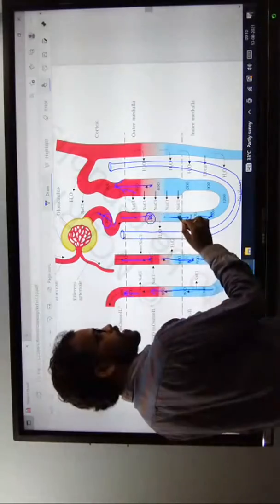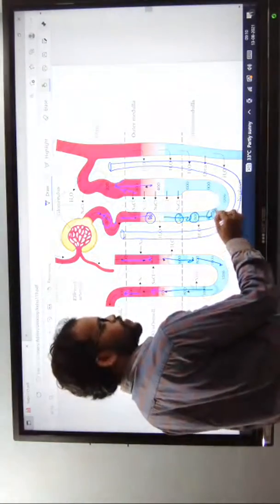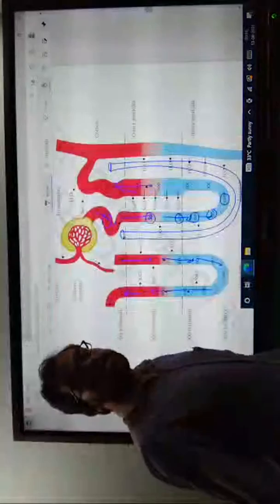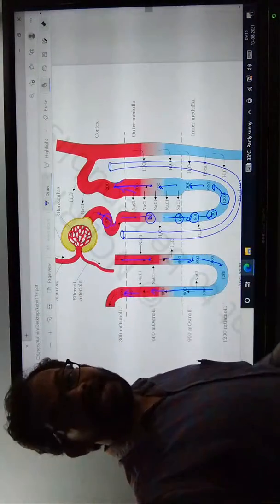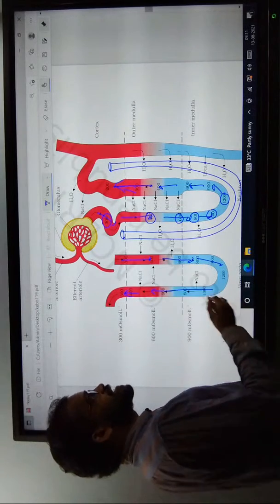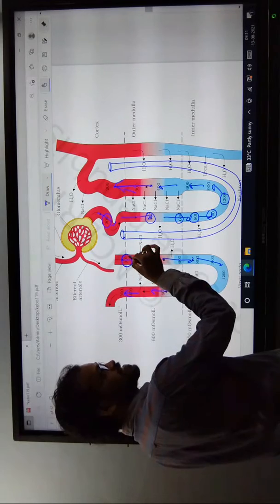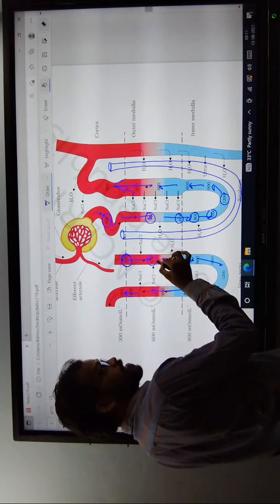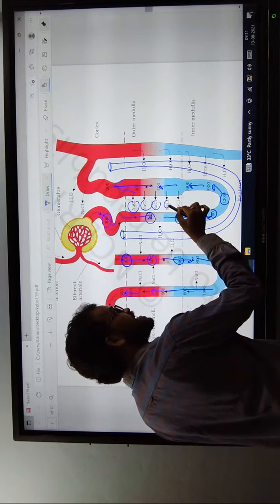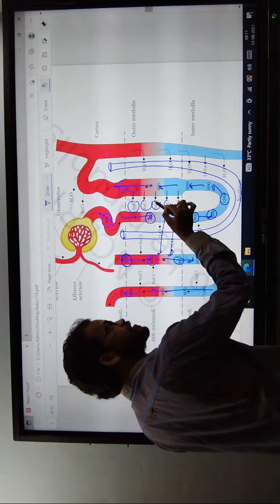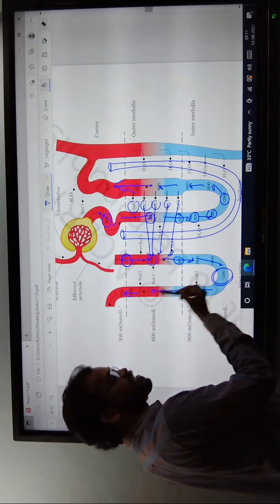For example, the concentration of the filtrate increases from 300 to 400, 600, 800, 1000, and 1200. It maintains 1200 with more reabsorption of electrolytes, and then the concentration decreases again. In the blood, the normal salt concentration is 300, and it increases to 400, 600. These sodium chlorides enter the blood, so the sodium concentration increases.